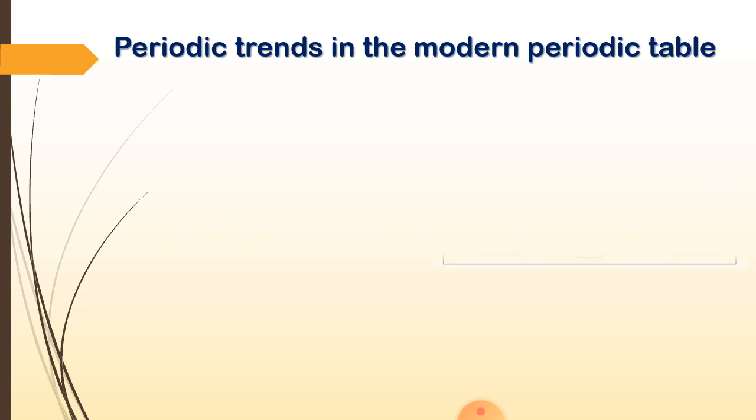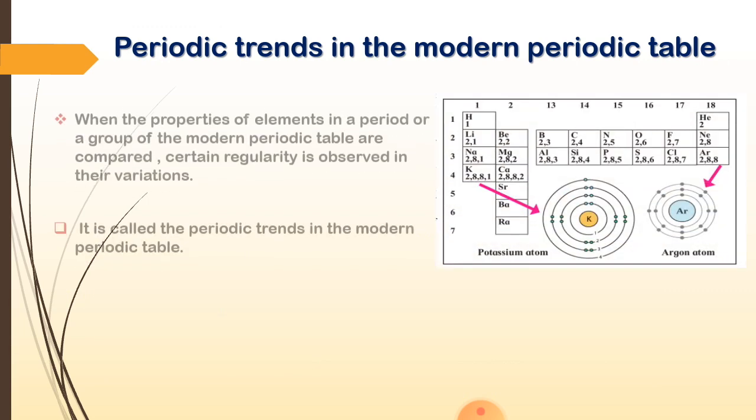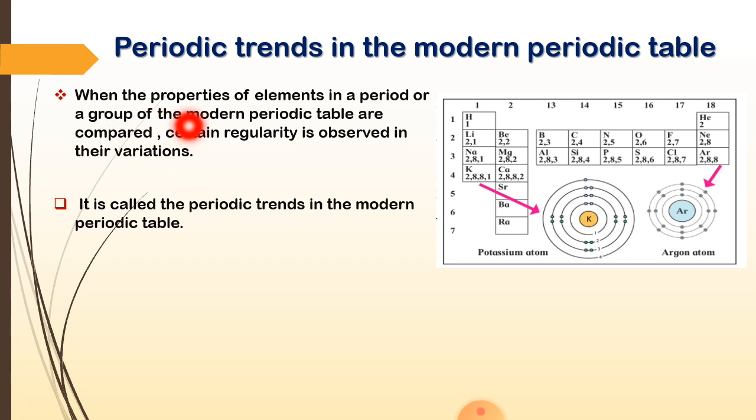Periodic trends in the modern periodic table. What is that? You all know that when the properties of elements in a period or a group of the modern periodic table are compared, then what is observed? A certain regularity is observed in their variation. It is called the periodic trends in the modern periodic table.